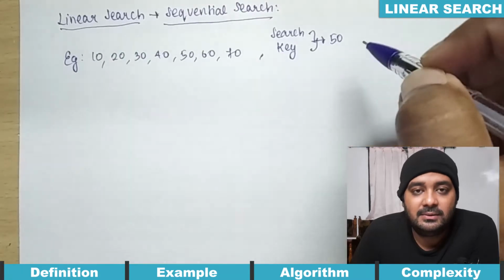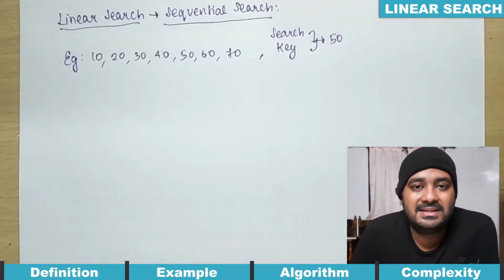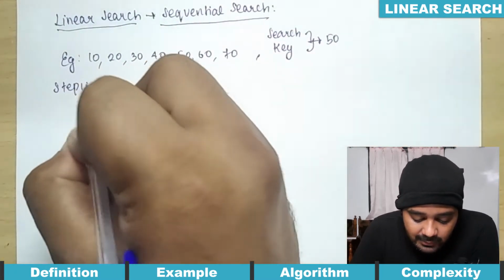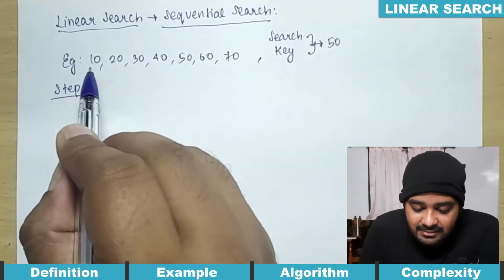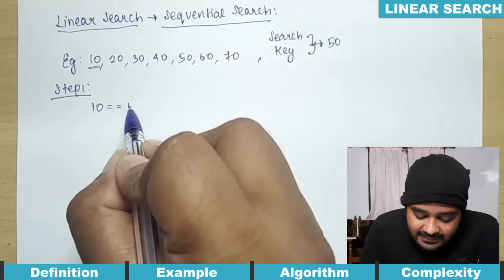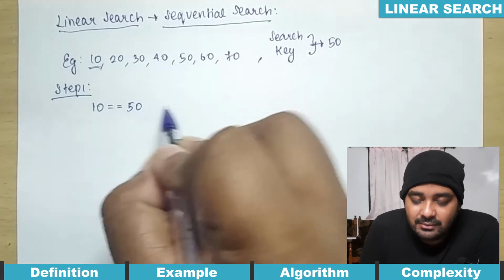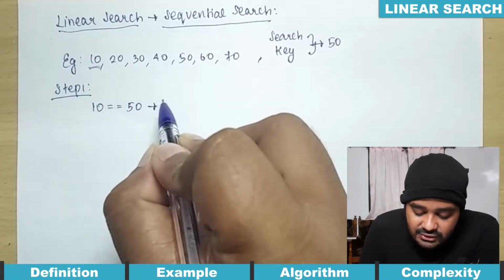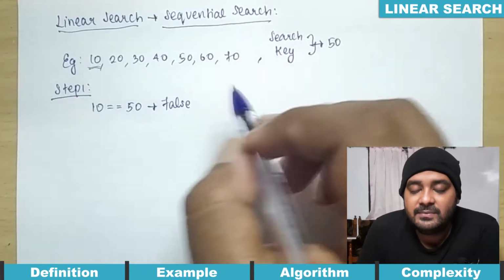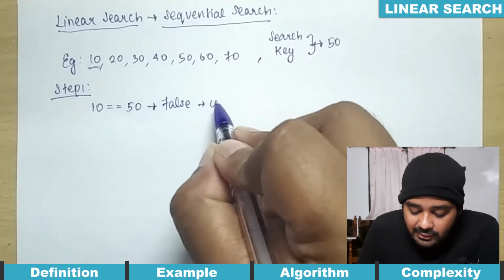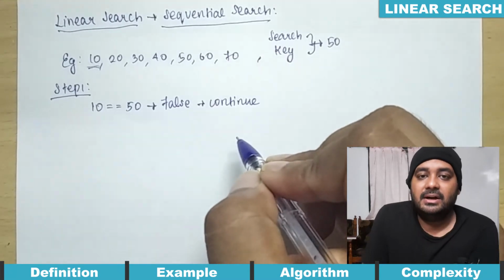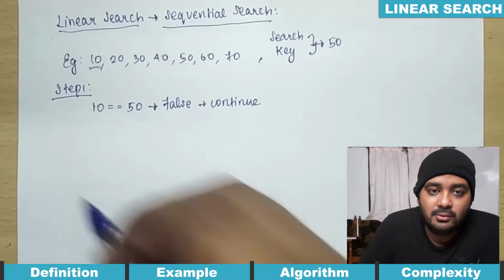For finding the element inside the list, we follow a simple, straightforward brute force approach. I'll explain it. In step one, we take the first element inside the list, which is 10, and compare it with the search key, which is 50. Here I have to check the condition, whether it is true or false. Here the condition turns out to be false. Whenever the condition is false, you just have to continue your searching, which means you move on to the next element.